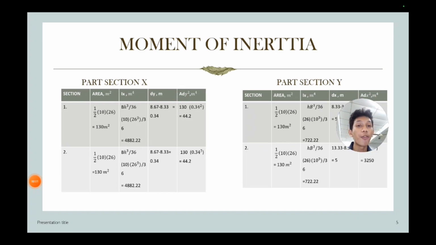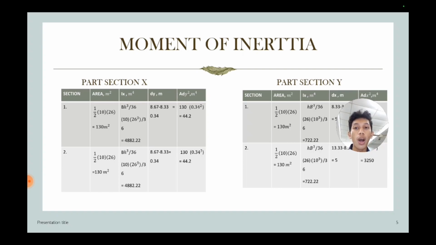Besides that, for the moment of inertia, there are 2 different sections which are part section X and part section Y. So I'm going to use this table to differentiate both sections. So the meters in area in meter square, Ix referring to inertia, dy changes in y. We know A dy square is the inertia times the changes in y. Meanwhile, for the part section Y also having inertia of x, dx also changes of x, and A dx square for the inertia in changes in x.